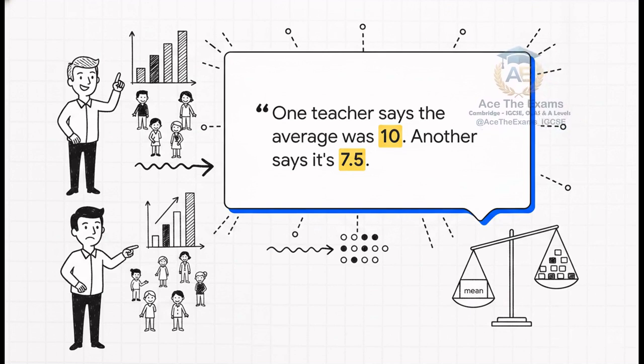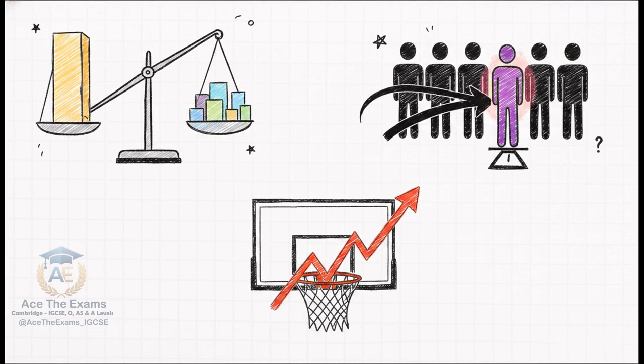A class takes a math test. One teacher looks at the results and says, "Great, the average result was 10 out of 10." But another teacher looks at the exact same results and argues, "No way, the average is only 7.5 out of 10." How can they both claim to be calculating the average from the exact same data set? Well, it totally depends on the tool they used.